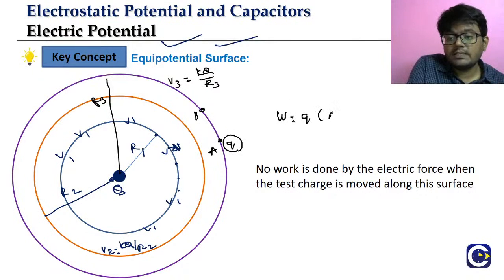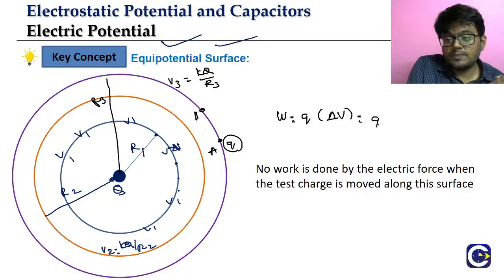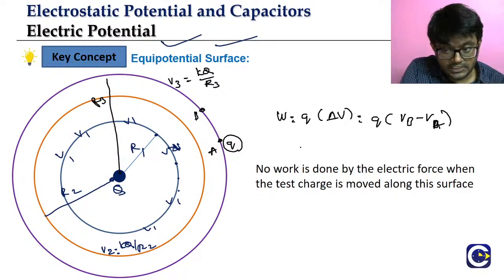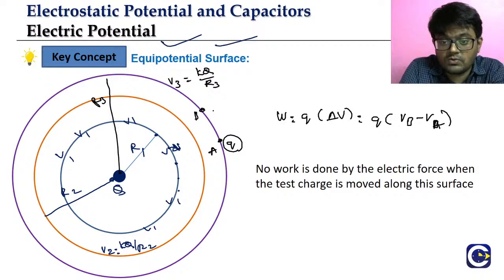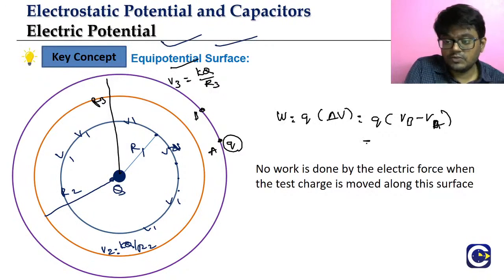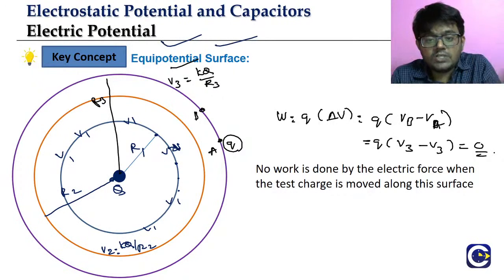Q times delta V. Now we are moving from point A to point B, which means what? Q times... point A and point B have the same potential because they are on the same equipotential surface, right? They have the same potential, which is equal to what? In this case, both of them are lying on surface 3, so it is V3. So what is the value? 0.